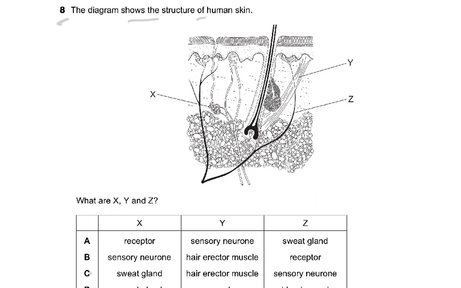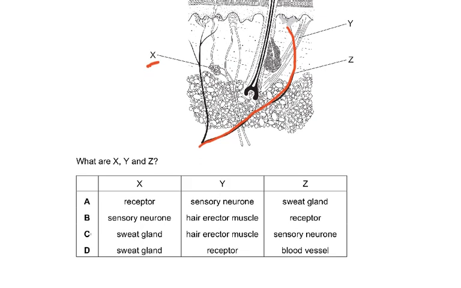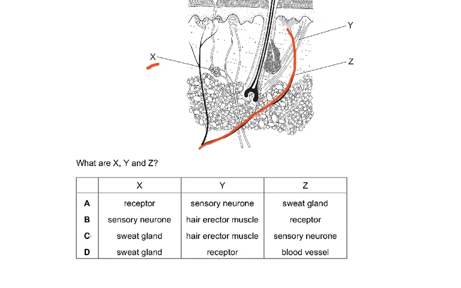Question number 8. The diagram shows the structure of a human skin. X, Y, Z. Y is the hair erector muscle. What is Z? Z is the sensory neurons because these are the receptors here. The sensory neuron will be going to the spinal cord and then to the brain, informing the brain. And X is the sweat gland. What are X, Y, and Z? X is the sweat gland, so it could be either C or D. Y is the hair erector muscle and Z is the sensory neuron, so the answer is C.